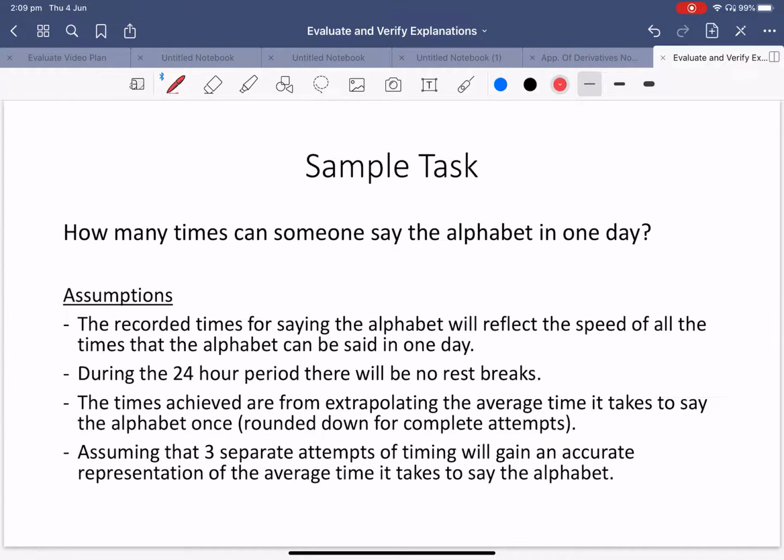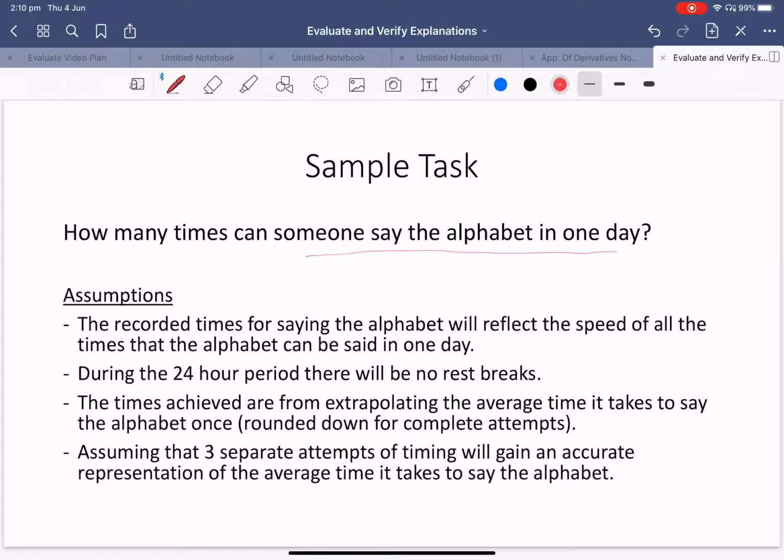And so if I'm looking at this sample task, you may have done this as a Fermi question in class at some point. You may have had a discussion with a teacher, but essentially what we're looking at is a task that doesn't necessarily have an answer, but what it does have is a reasonable answer we can develop based on some initial thoughts. So how many times can someone say the alphabet in one day?